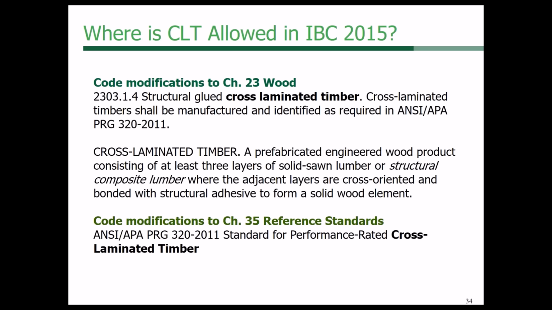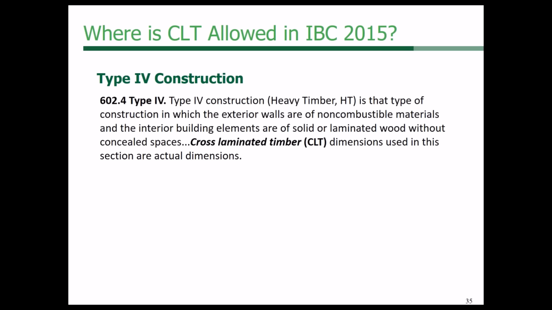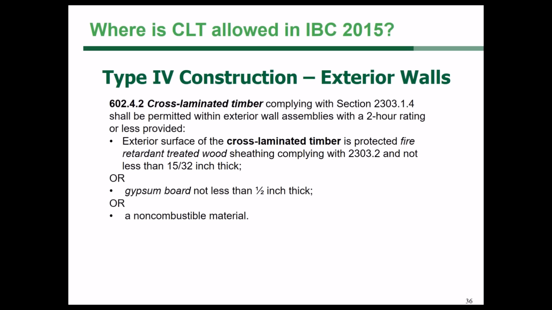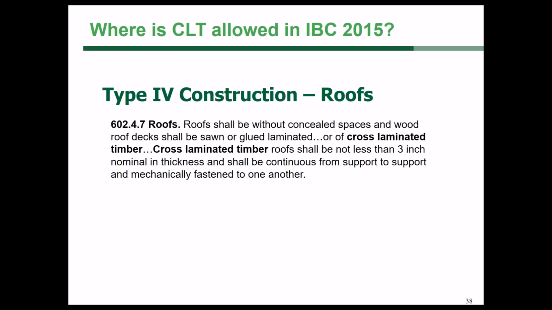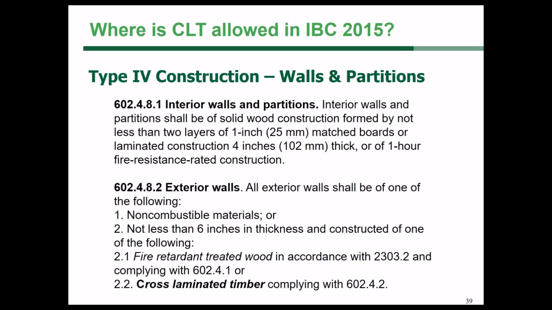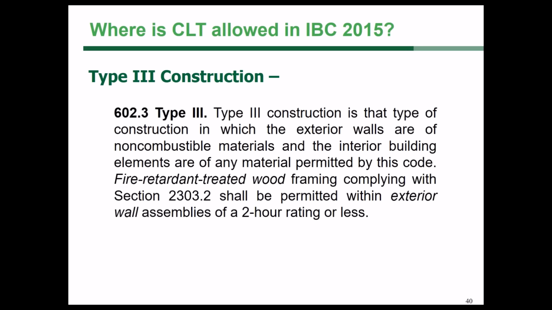So now it is currently adopted in the 2015 IBC. There are definitions, it's also included in Chapter 23, and the standard for manufacturing cross-laminated timber, ANSI APA PRG 320, is also adopted and incorporated into the code. It's adopted specifically under heavy timber construction, where the entire structure, exterior walls, the floors, the roof, and the interior partitions can all be made out of cross-laminated timber.